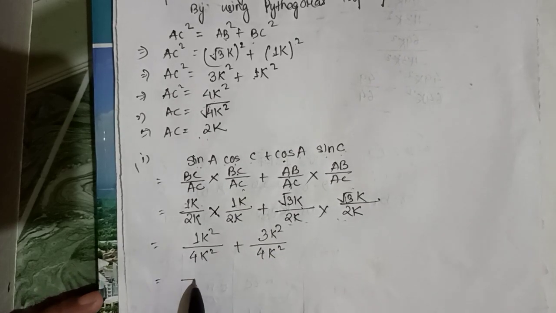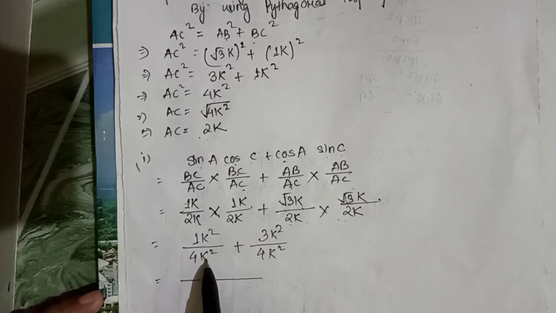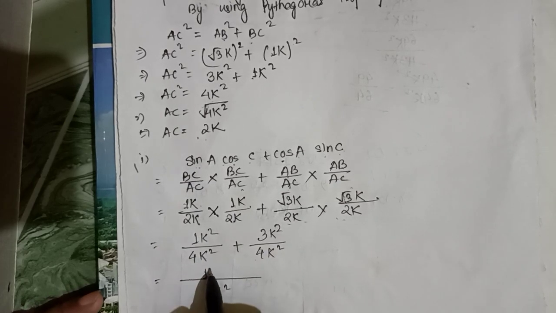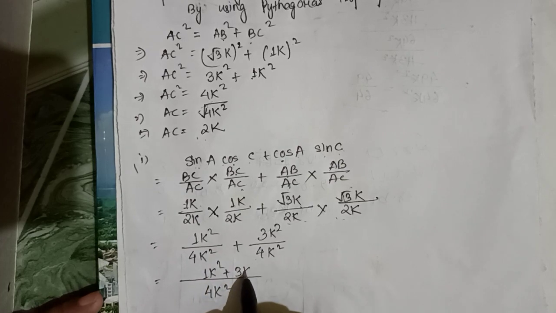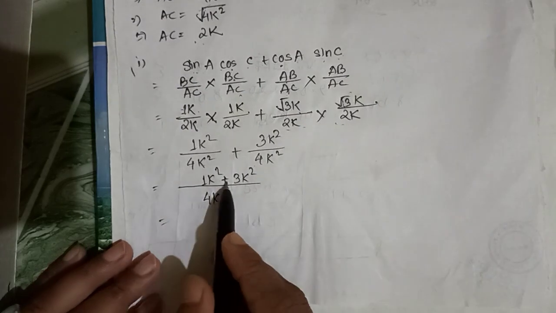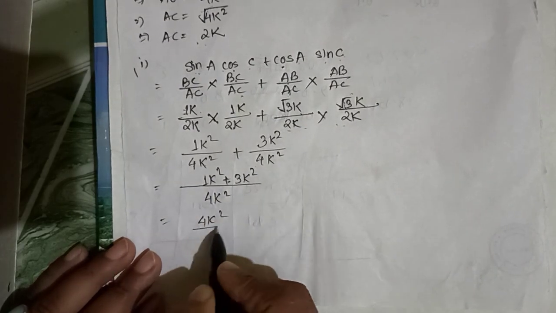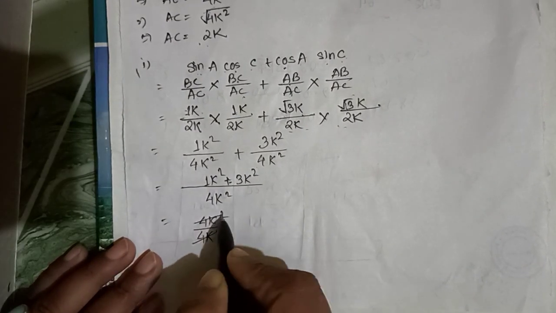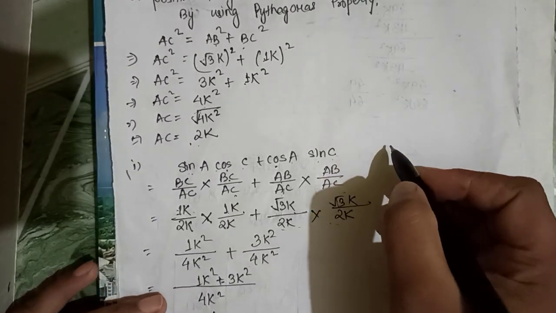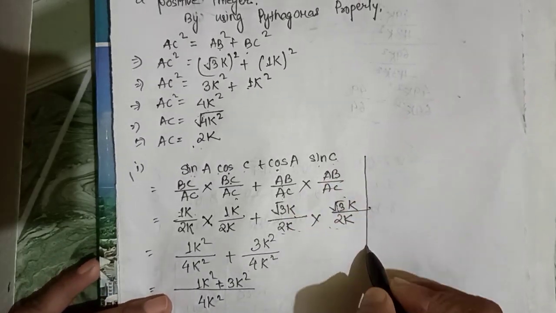So this equals, if we have to take LCM now, LCM of 4K square and 4K square will remain 4K square only. So upside also 1K square plus 3K square. Now 3 plus 1, it will be 4K square by 4K square. If you cancel, we will get 1. So this is number 1. Now we'll do Roman number 2.